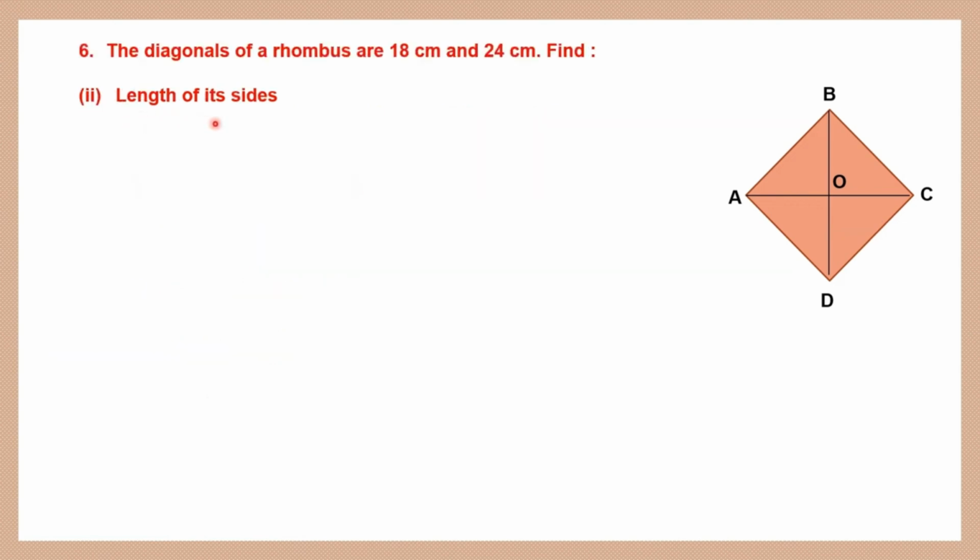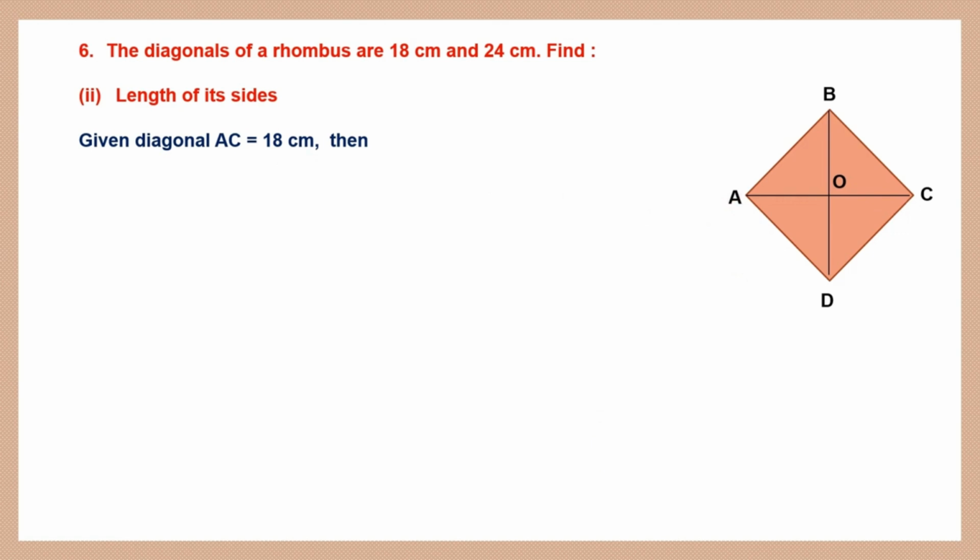Here we have to find the length of its sides. So let's begin. Now here we have to remember the sides are AB, BC, CD and DA. We have to find the length of any one of these sides because all four sides have the same measurement. Now how are we going to do that? Now let's first take the first part, diagonal AC, 18 centimeters. Let's consider AC to be 18 centimeters.